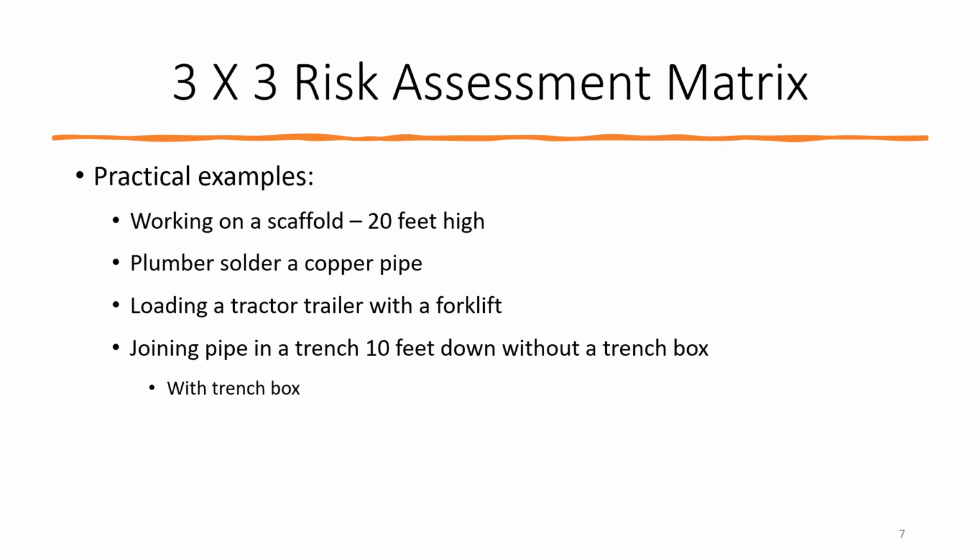And finally, the last one in this presentation: joining pipe in a trench 10 feet down without a trench box. So when we think about trenching and shoring, we're going to be joining a concrete pipe, and whether you say it's a plastic pipe or a concrete pipe, it's going to be pretty darn close. Now think about that same scenario, and what if you had a trench box? How would that change your matrix and your probability and, well, definitely your consequence? How would that change the consequence if there was an incident, a cave-in on the side or something like that?